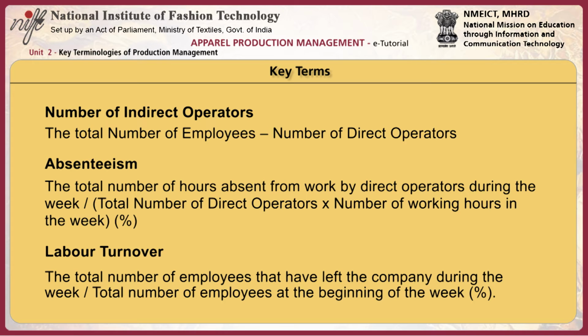Absenteeism is equal to total number of hours absent from work by direct operators during the week divided by total number of direct operators into number of working hours in the week. According to the standard, this figure should not exceed 5%. It is management's responsibility to check the absenteeism level. But in the Indian garment industry, absenteeism level is usually very high. It varies from 15 to 20%.